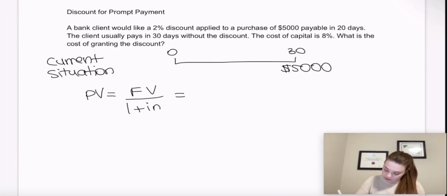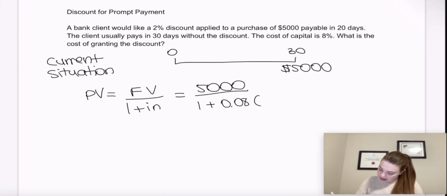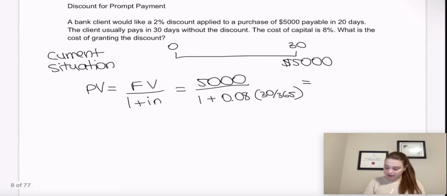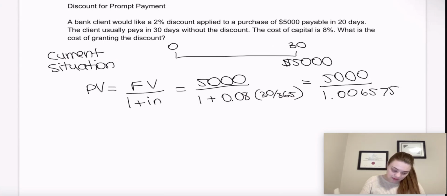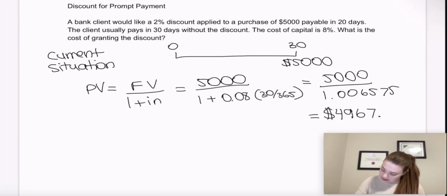And so that's going to be the future value of $5,000, since that's the amount we're going to get in the 30 days. Then we have over 1 plus the interest rate, or the cost of capital, which is 8%. So 1 plus 8% times 30 days over 365 days in the year. We're going to figure out what that is equal to by grabbing a calculator. So 8% times 30 over 365 plus 1. So that's going to be about 5,000 over 1.006575 approximately. And that is going to be $4,967.34, right? So what does this mean?